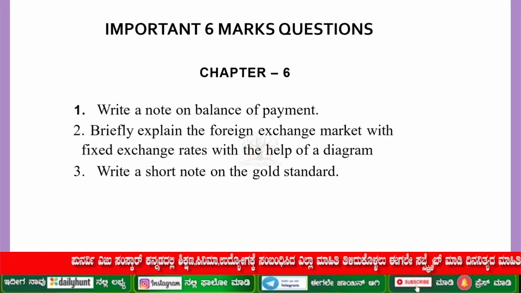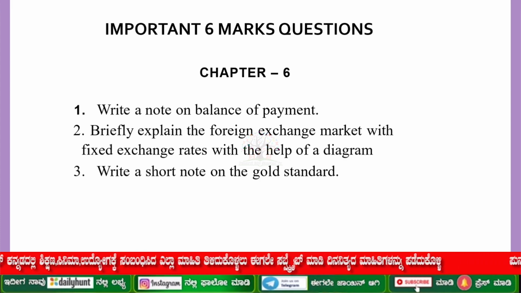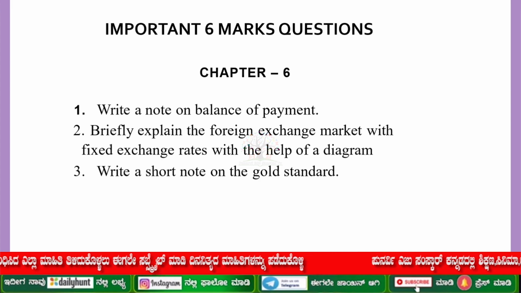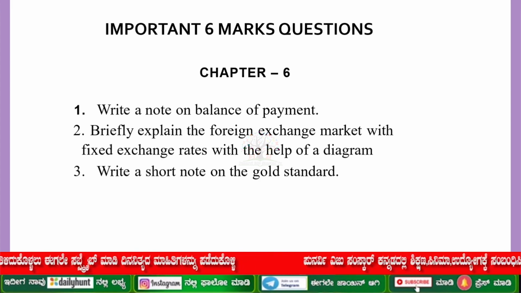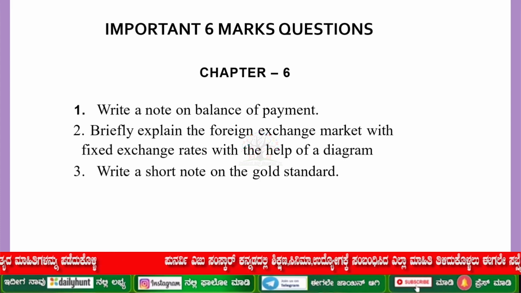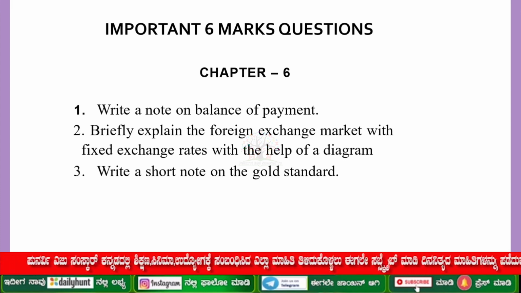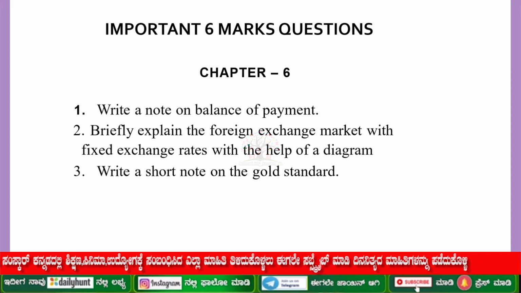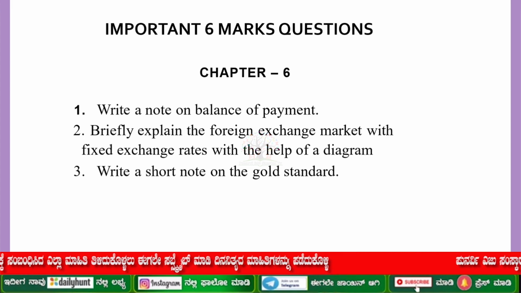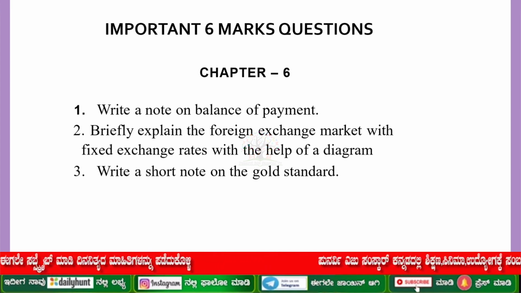Next one is under chapter 6 of macroeconomics. There are 3 questions. Out of 3 questions, you can expect one 6-mark question. One is balance of payments. The second one is briefly explain the foreign exchange market with a fixed exchange rate with the help of a diagram. Then write a note on the gold standard. So out of these 3, one 6-mark question you can expect, dear students.